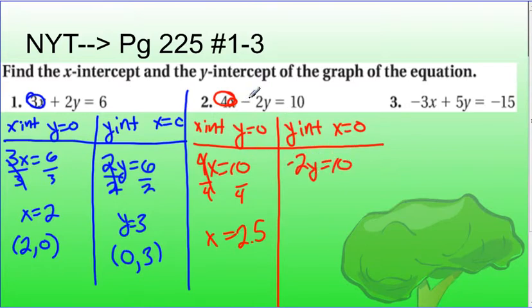Yes, you do still need that negative. Remember, the negative is with the 2, not with the 4, so this is a negative 2. Now we divide both sides by negative 2. These cancel. y equals 10 divided by negative 2, which is negative 5. And so here we would get the point (0, -5). And here we would get the point where the x value is 2.5 and the y value is 0.